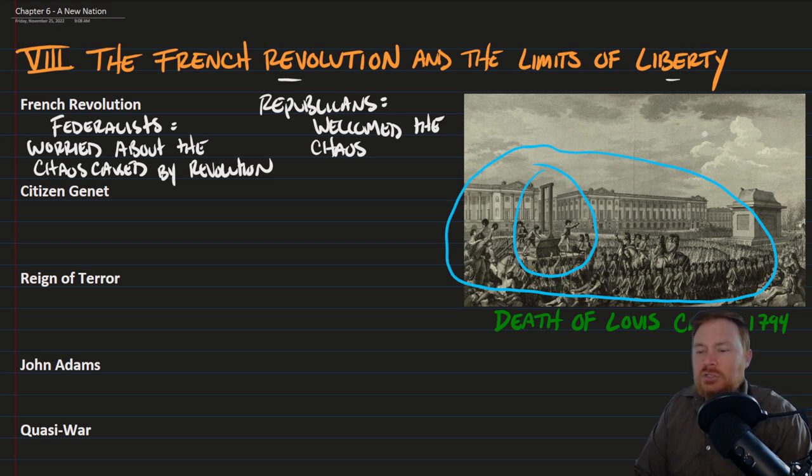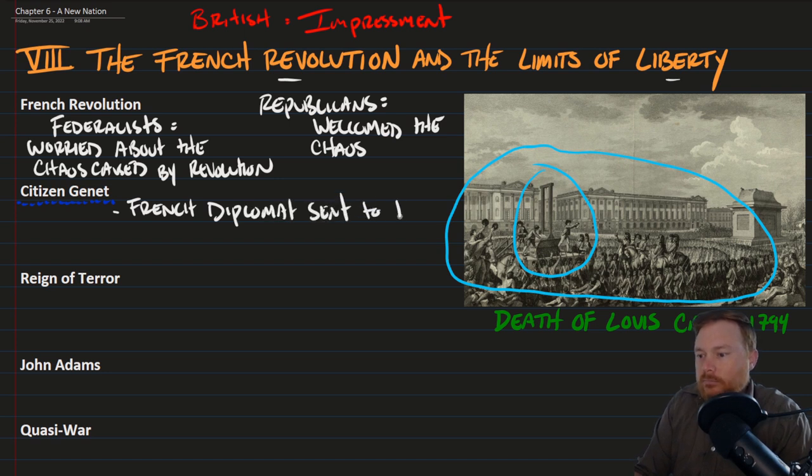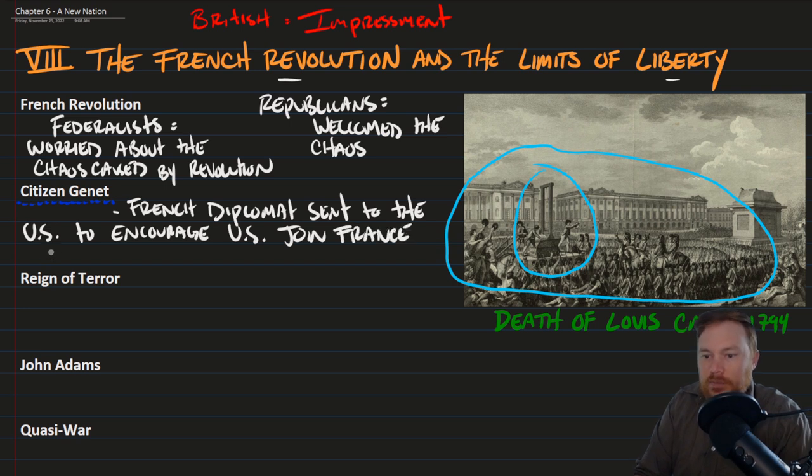However, the United States continues to find itself stuck in a difficult position because while maintaining neutrality, both Britain and France are not giving the United States the type of respect or recognition that it deserves. Remember, with the British, we might say that disrespect came in the form of impressment, or at the very least, not a respect for American neutrality. With the French, it came in the form of Citizen Genet. Citizen Genet was essentially a French diplomat sent to the US to encourage the US to join France despite neutrality.